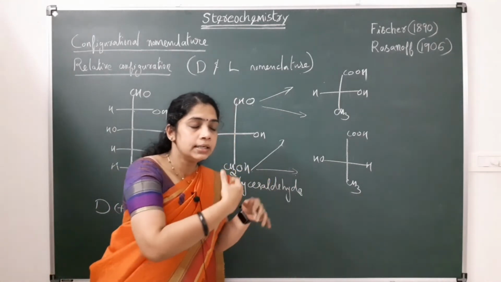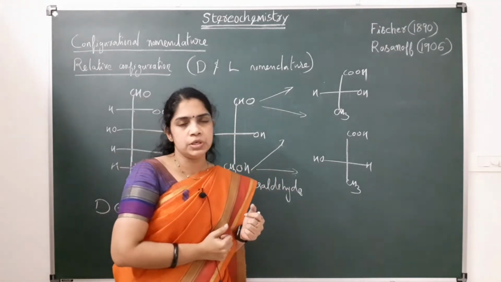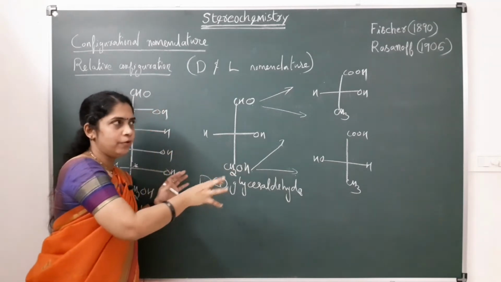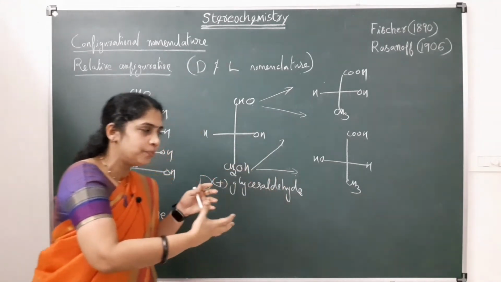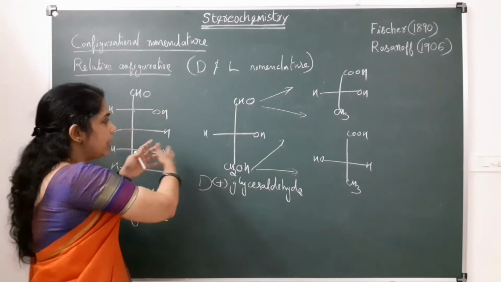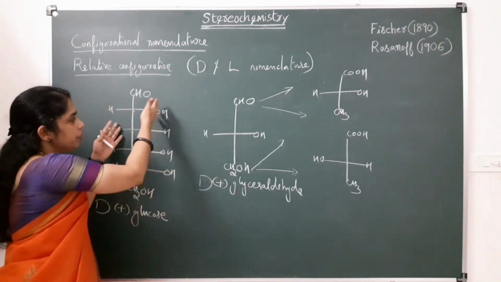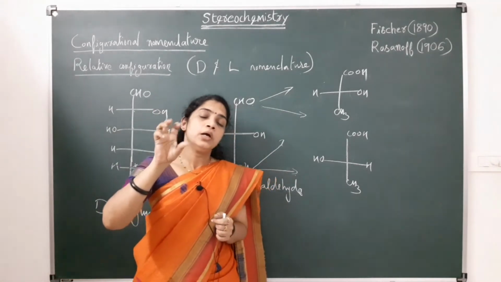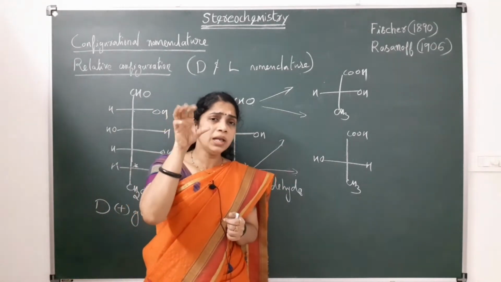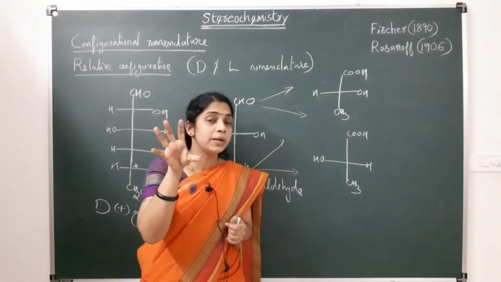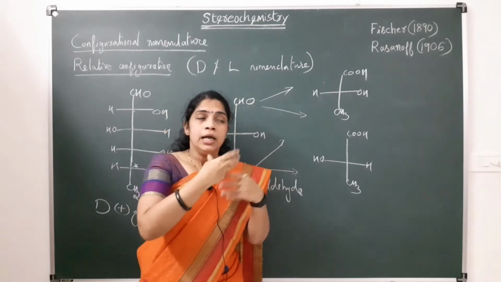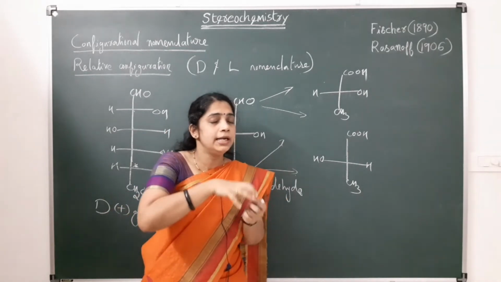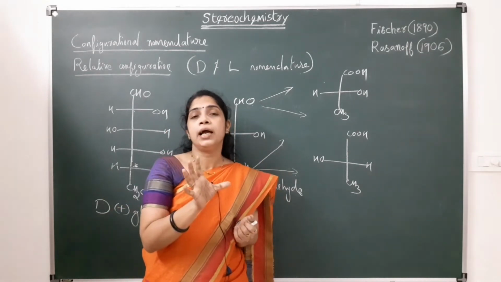So, he added these points to Fischer's observation, because we usually write in this way. Before Rosanov's observation also, the text was usually written in this manner, like the Fischer projection, longest chain vertical, etc. Okay, but Fischer predicted what? He only explained about this right side OH or left side OH. He didn't explain that.